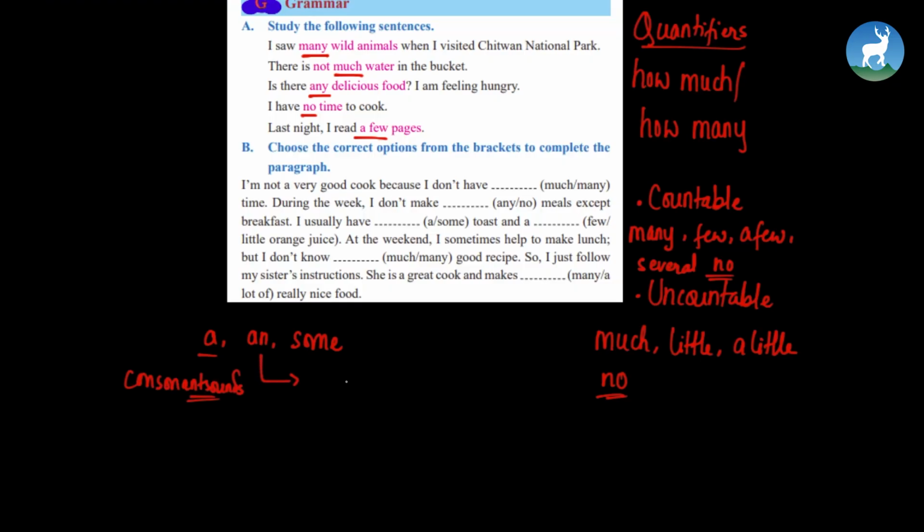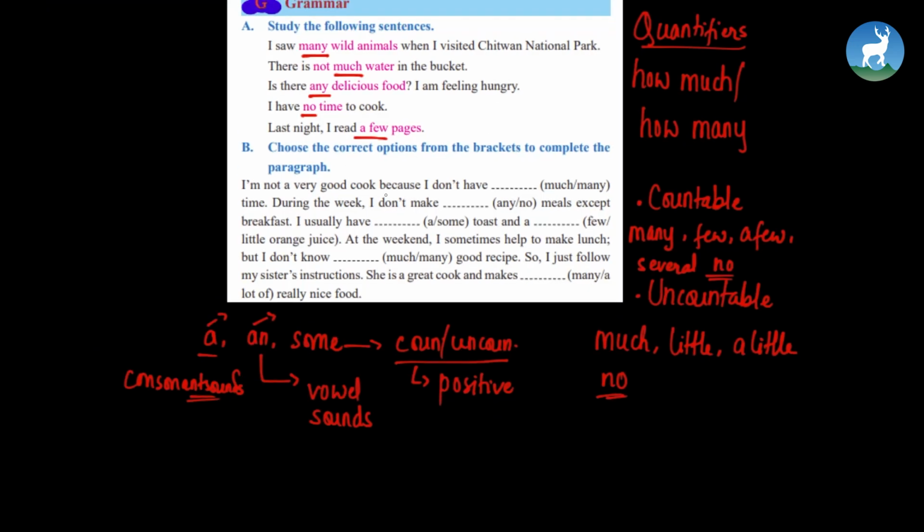And is used before words starting with vowel sounds. Both of them are used for singular countable nouns, and some is used with both countable and uncountable nouns and is usually used in positive statements or even requests. Okay, now let's complete the paragraph given.